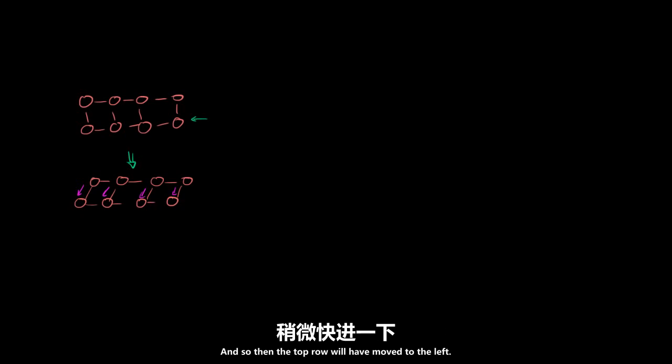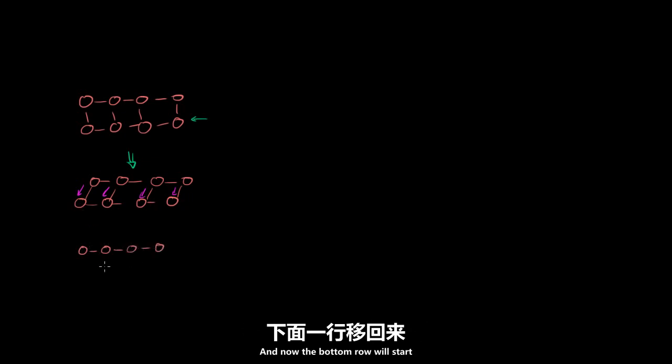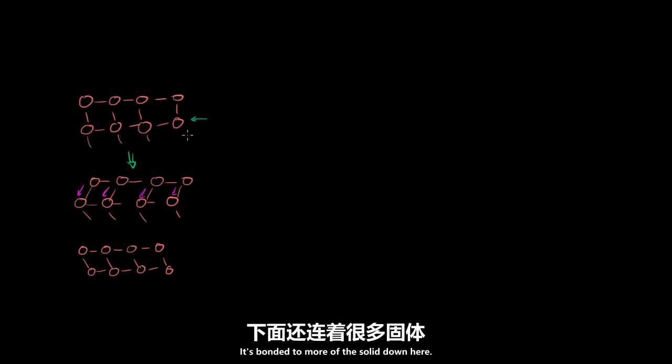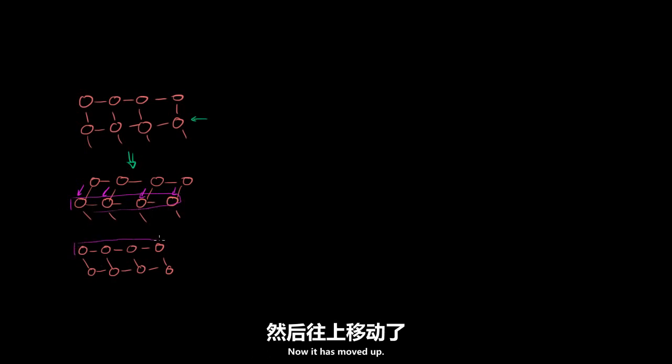And then you fast forward a little bit. The top row will have moved to the left, and now the bottom row will start to move back, especially because, remember, it's bonded to more of the solid down here. So it'll move back. And you can see this transverse wave, this S wave propagating. Essentially right over here, the peak of the S wave is here. Now it has moved up.